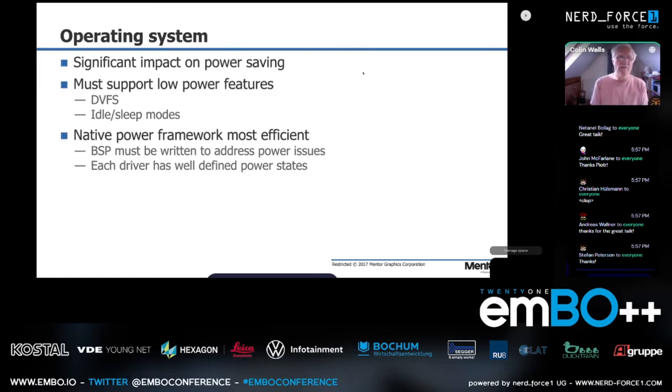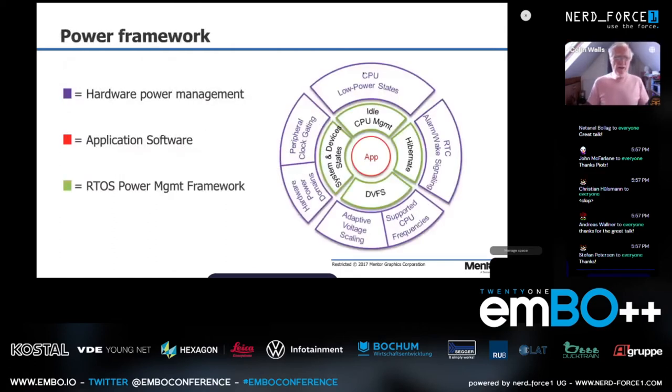So you have a BSP, the board support package, written to address the power issues, because remember, we're very interested in what devices are needed at any one time. And each driver will have some well-defined power states. So the power framework would look like this.